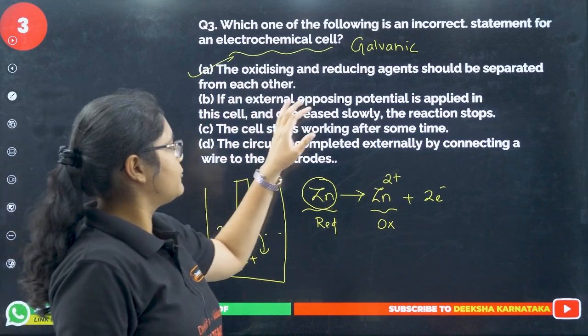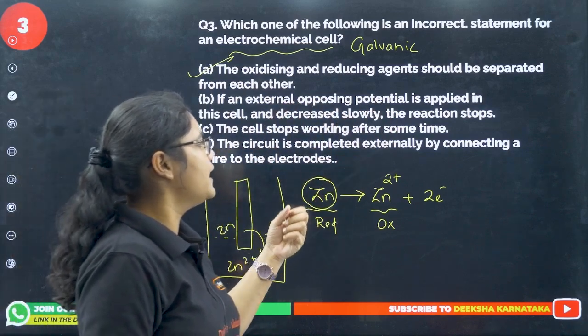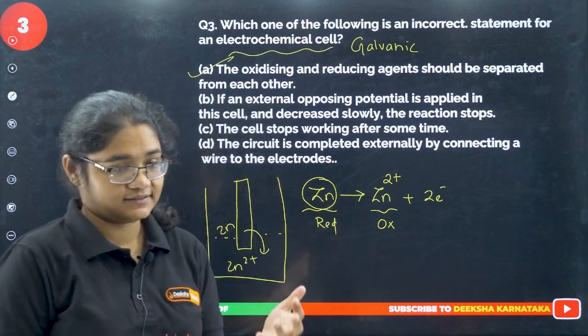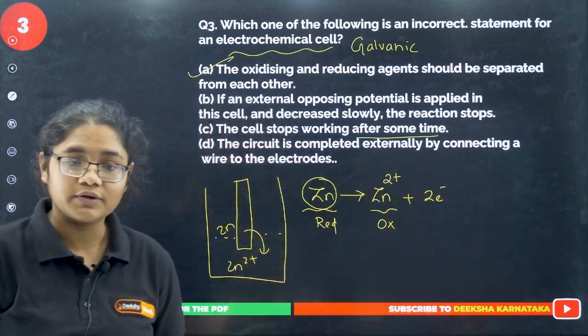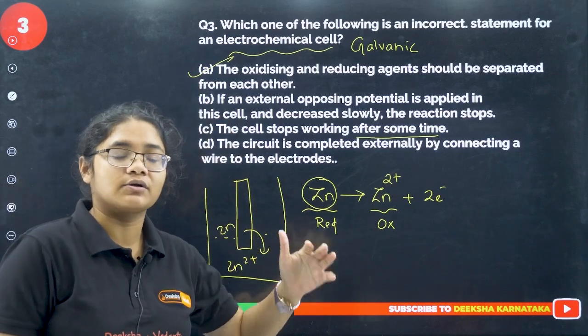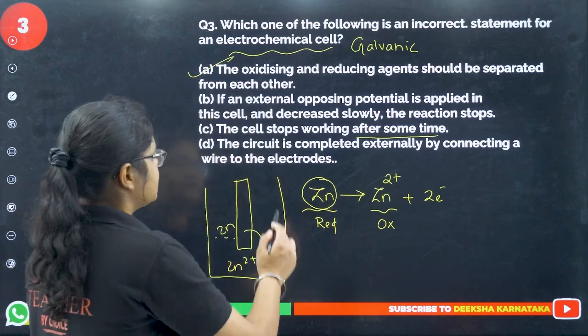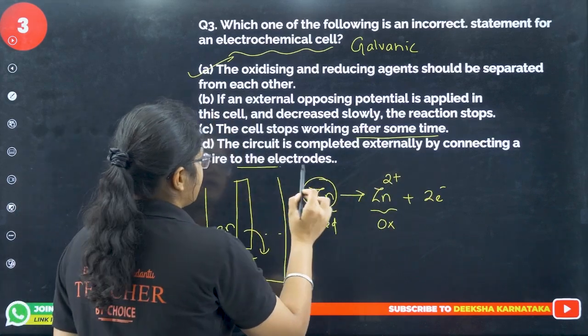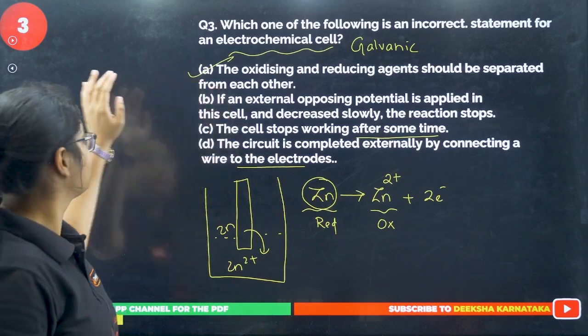Next, if an external potential is applied in the cell, the potential decreases slowly and the reaction stops. Yes, this is absolutely correct. The cell stops working after some time. This is also correct, because after some time the Zn and copper concentrations keep on changing, so the cell will stop working. The circuit is completed externally by connecting wire. Yes, that is also correct. So the incorrect statement is option number A.